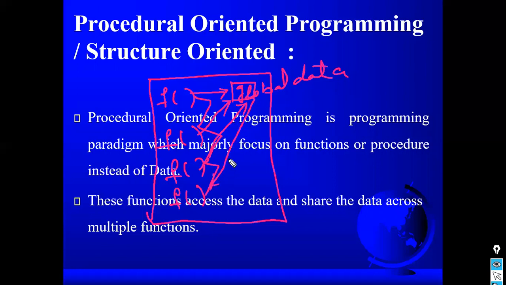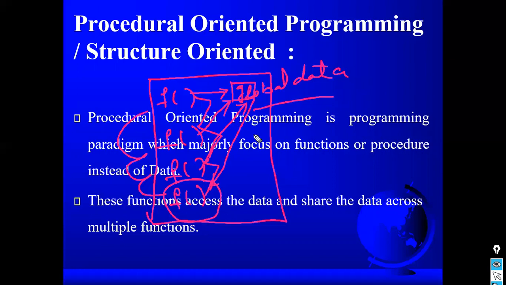The major problem with this kind of programming is that when we make changes in a single function, this can affect the other functions or the data. That means in procedural-oriented programming language, we don't have any control over the data.